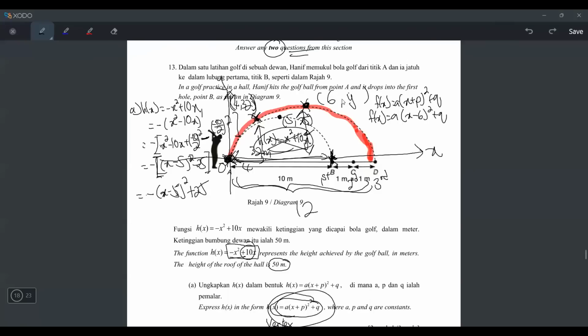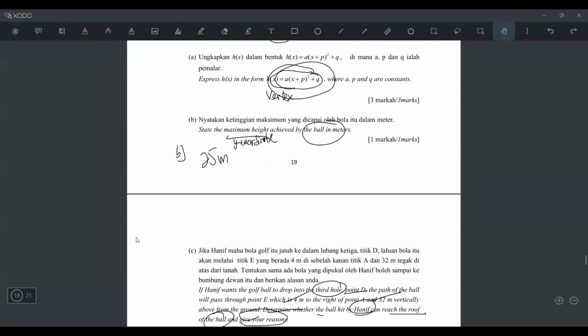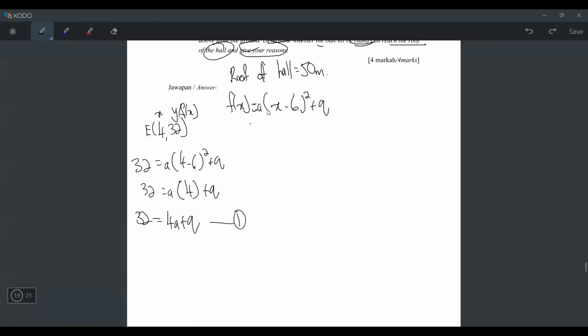So we will use the 0, 0 point. And we will do the same. We will just substitute x0, y0. So what happens when you substitute 0, 0? So the f(x), I will write 0, equals A bracket x also 0 minus 6 squared plus q. The reason why we can substitute like this is because the curve passes through the point. Okay, if it passes through the point, you can substitute like that.